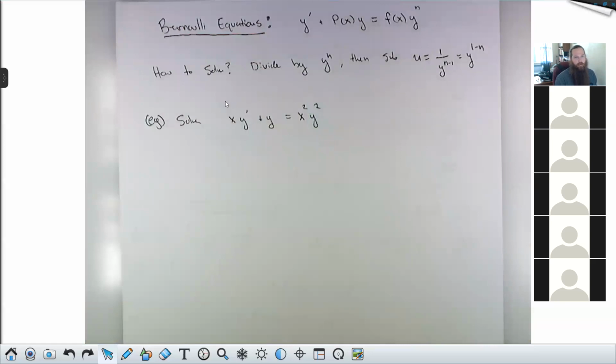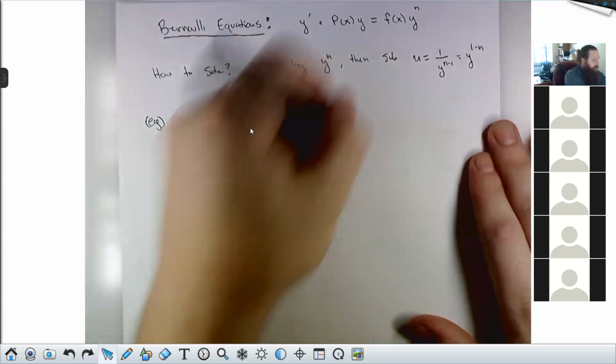So is this in the form of a Bernoulli equation? Let me first ask that. Not quite. You need to divide everything by x. We need to get the y prime to have a coefficient of 1. So that's my first step.